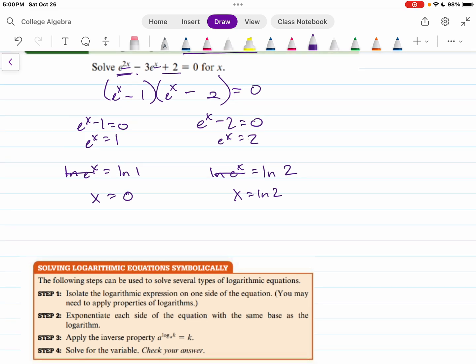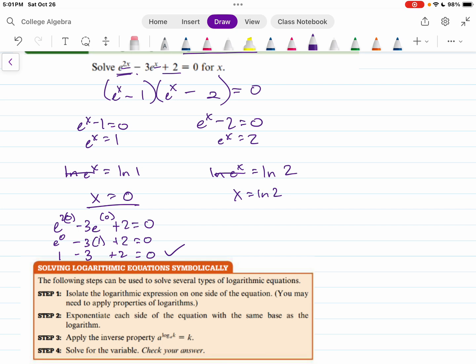When we look at it and go back to the original, when we check the x equals 0 one, e to the 2 times 0 minus 3e to the 0 plus 2. Let's see if it equals 0. Well, e to the 0 is just 1. So that's a negative 3, and then we have a plus 2. Negative 3 plus 1 is negative 2, and then plus 2 is 0. So that does balance.